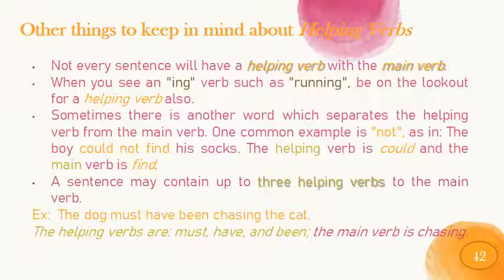A sentence may contain up to 3 helping verbs to the main verb. Sometimes we might find the 3 helping verbs with the main verb. Example: the dog must have been chasing the cat. Must, have, been are the helping verbs, and the main verb is chasing. So you see, we have here 3 helping verbs.